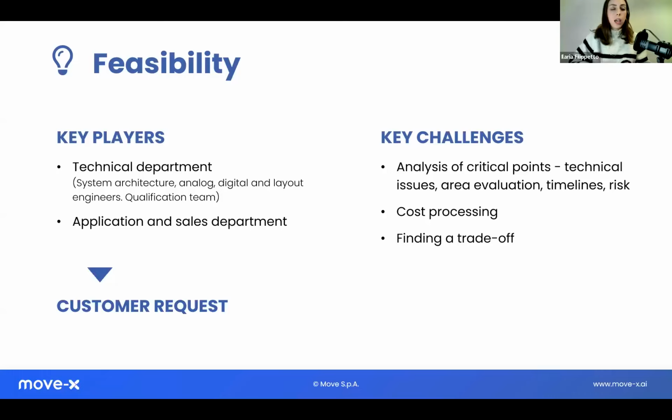The feasibility is carried out again by the two teams together, so the technical department and the application and sales department. During this phase, a deep study is conducted on various aspects that include pure technical design issues like first area evaluation, but also discussions about timelines, risks, cost processing, and so on. The main goal of this phase is finding an optimal trade-off between all these factors and ensuring high service quality for the customers.